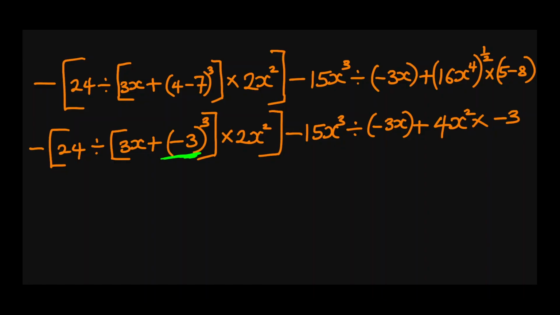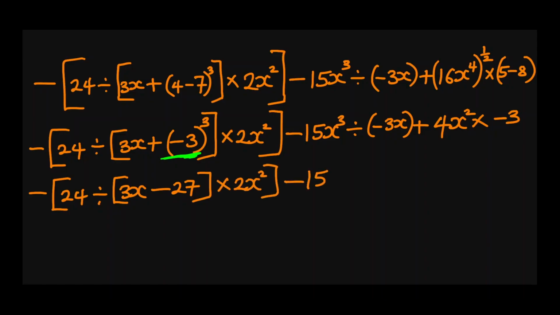So we write it out this way. Minus bracket open 24 divided by bracket open again 3x minus 27. Then this bracket closed times 2x squared bracket closed minus 15x raised to power 3. Now we change the divided by minus x raised to power 3, because the divided by is beside this bracket. It owns everything. Everything in the bracket owns divided by. So this is times 1 over minus 3x. Then plus 4x squared times minus 3.